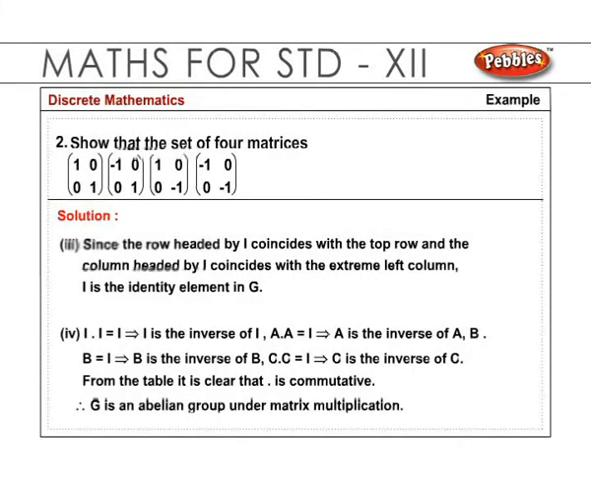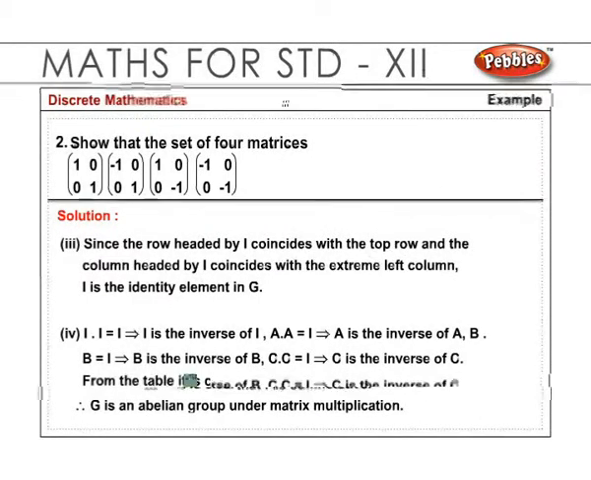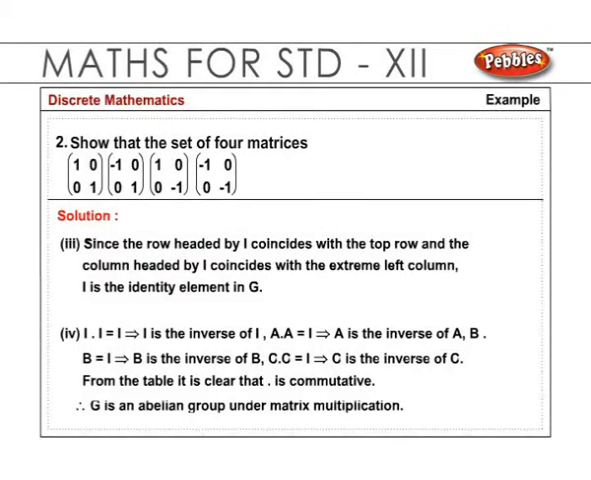4. I dot I is equal to I, that is, I is the inverse of I. A dot A is equal to I, that is, A is the inverse of A. B dot B is equal to I, that is, B is the inverse of B. C dot C is equal to I, that is, C is the inverse of C. From the table, it is clear that dot is commutative. Therefore, G is an abelian group under matrix multiplication.